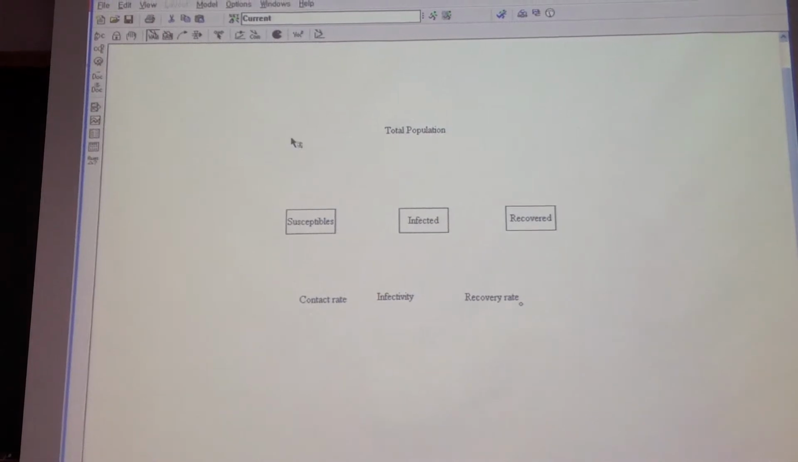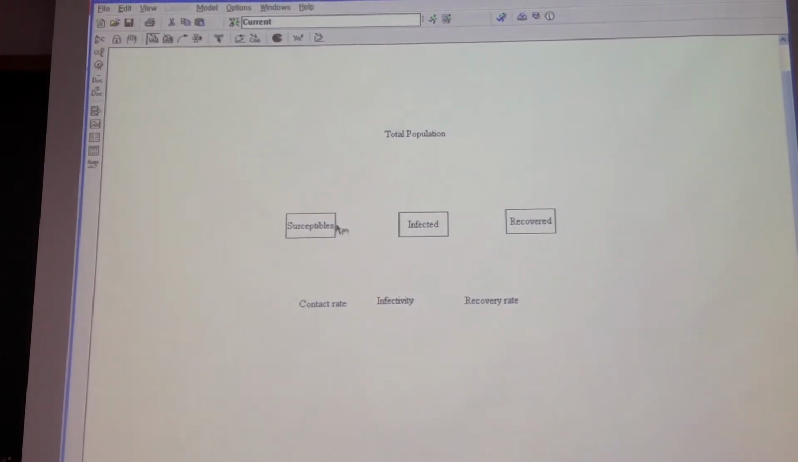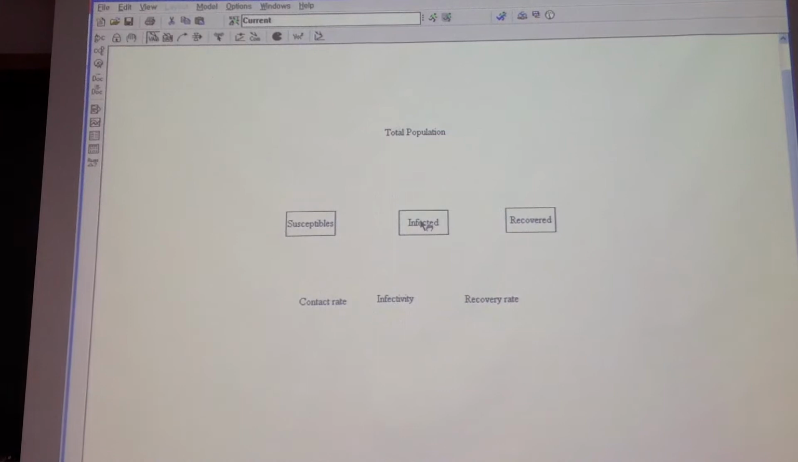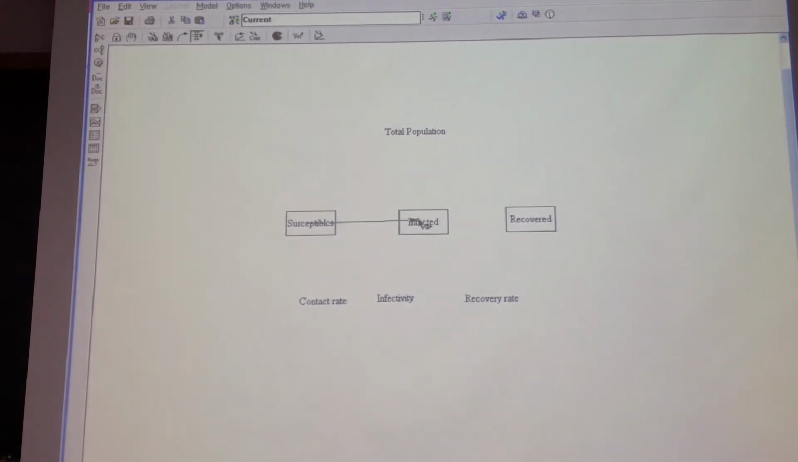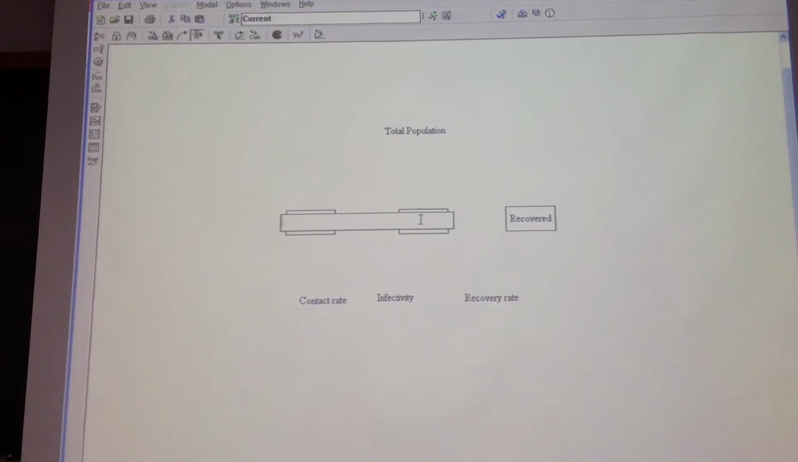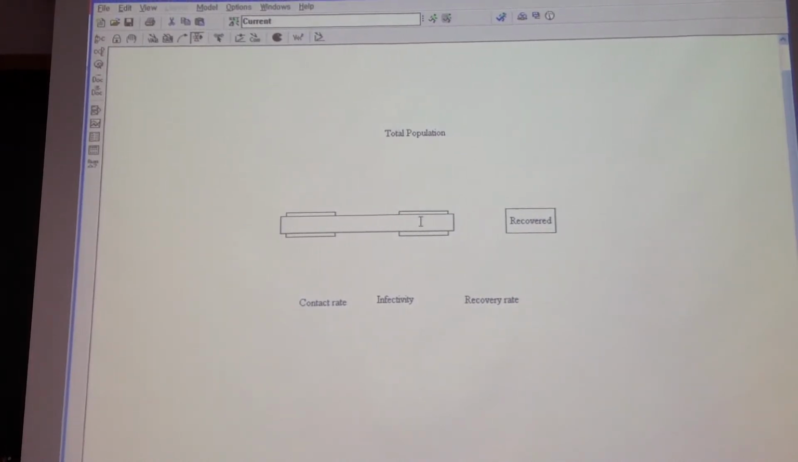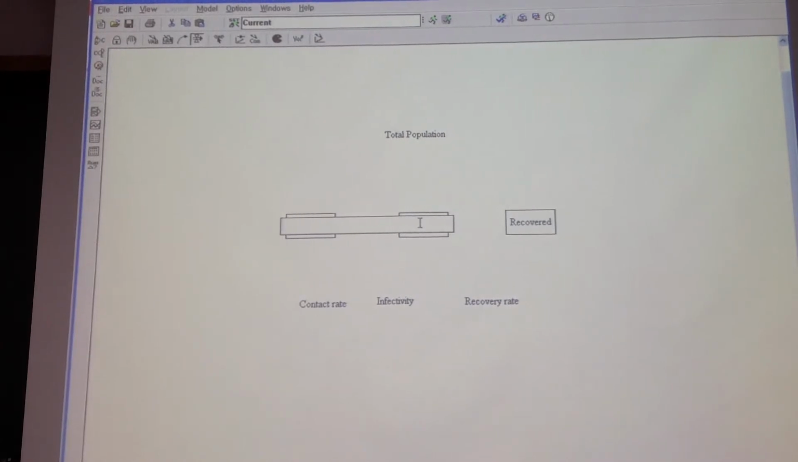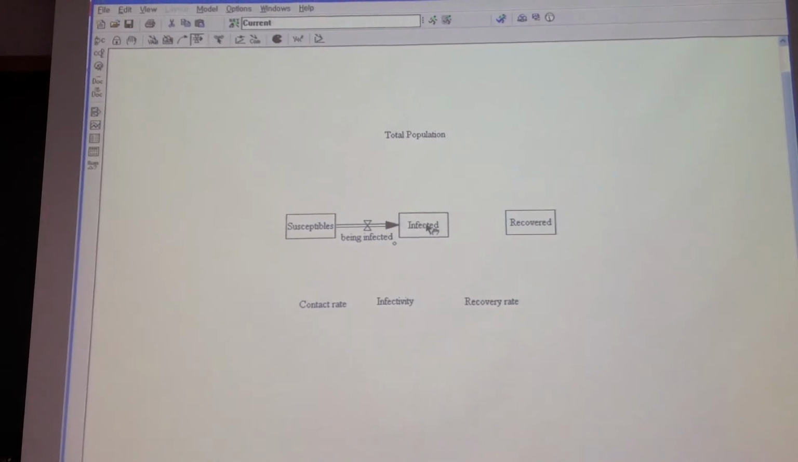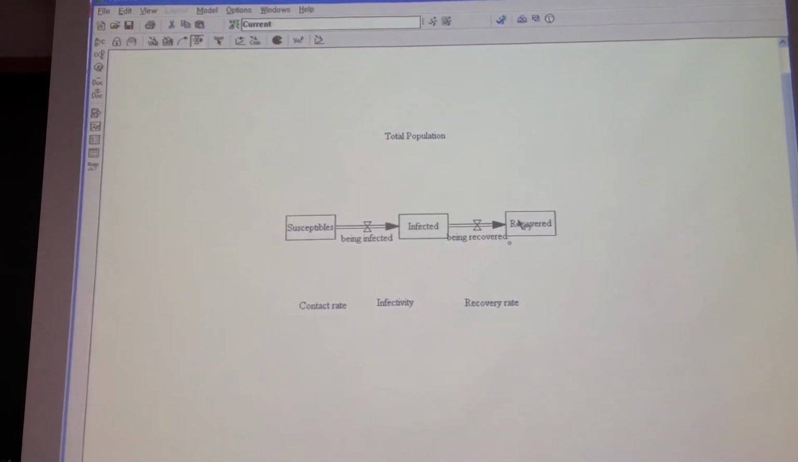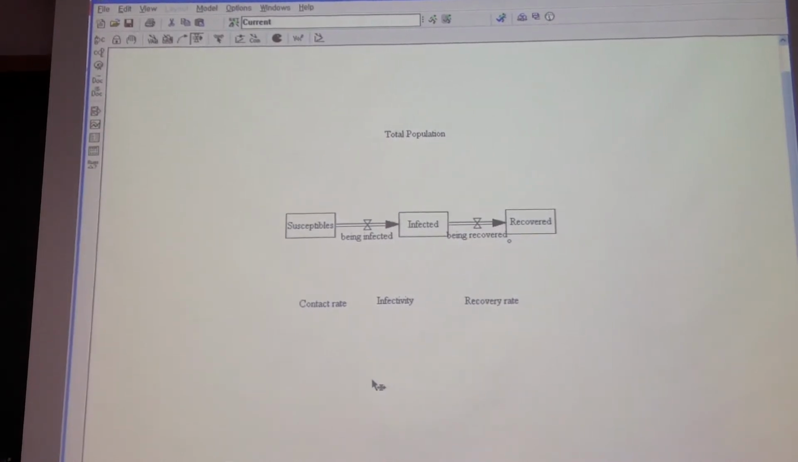Alright, so now there are the people moving from susceptible to infected, so that can be indicated as a flow from S to I. Let's say that's being infected, and from infected to recovered. Okay.